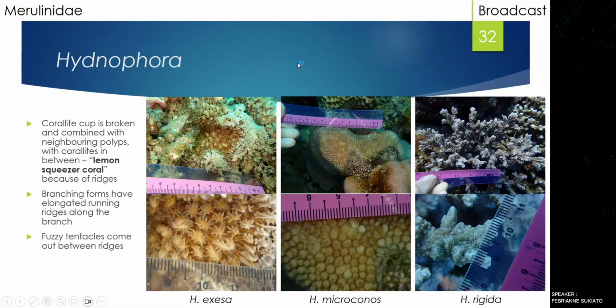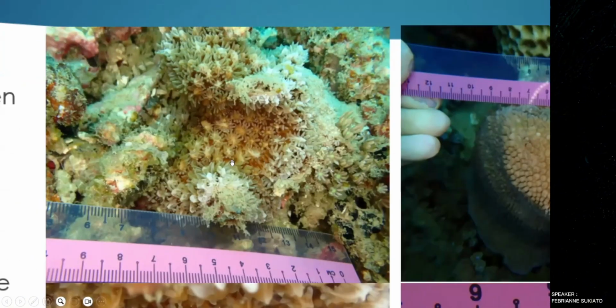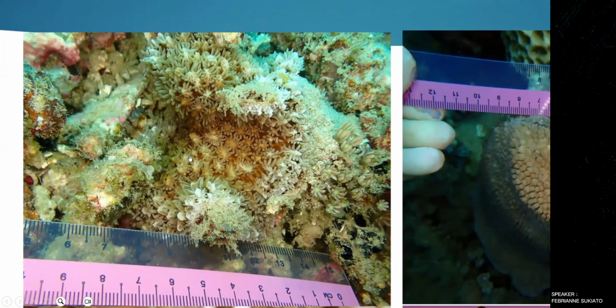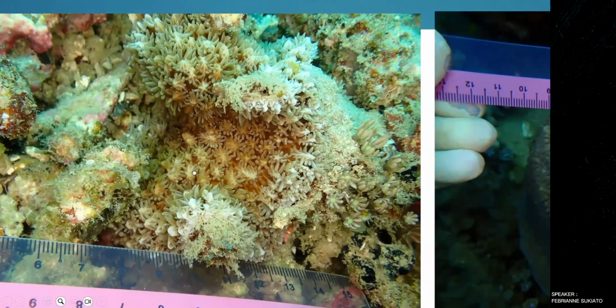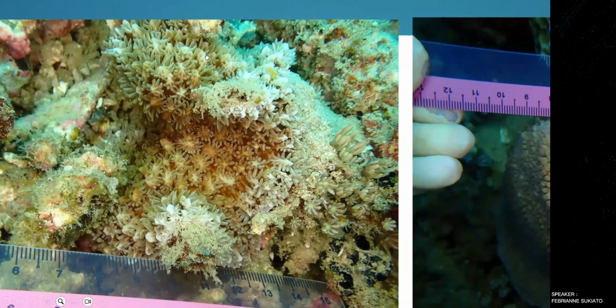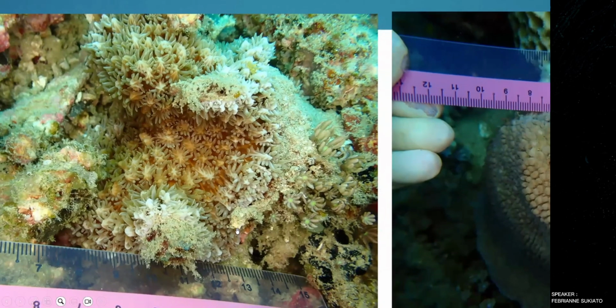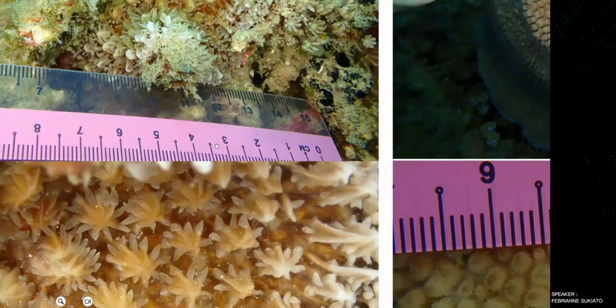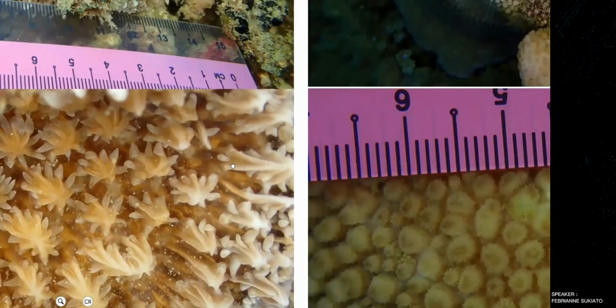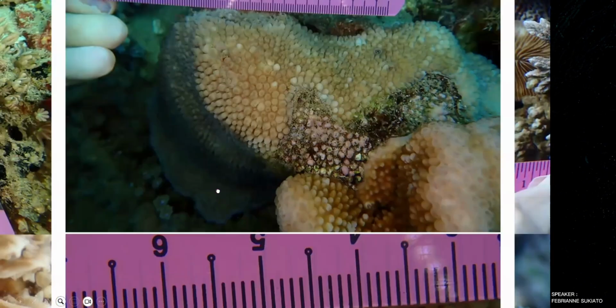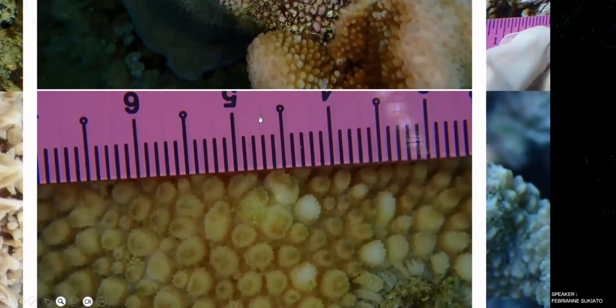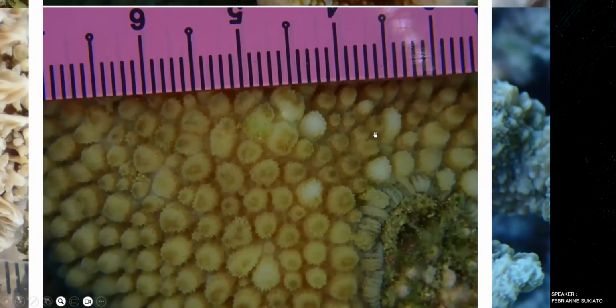So for Hypnophora, I call this the lemon squeezer coral, because they tend to have really sharp ridges. These ridges are quite distinct to Hypnophora. This is Hypnophora excessa that tends to have ridges that look a bit oblong. Some of them are cylindrical, some of them are long. And then this is Hypnophora microconos, which form generally circular lemon squeezings.